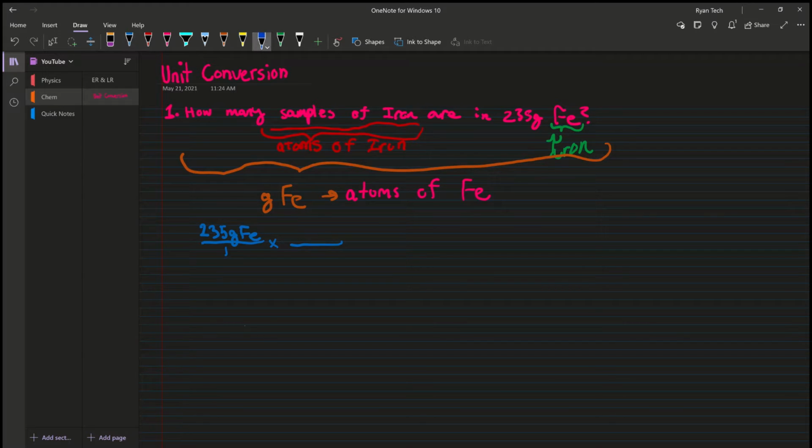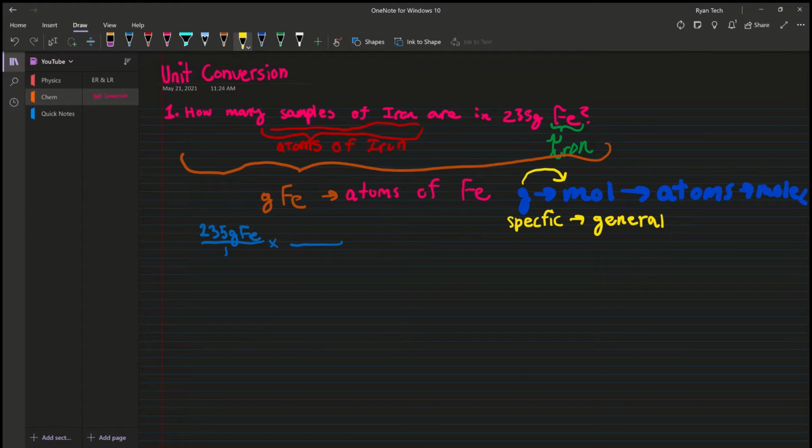We go from grams to moles to atoms, and then if we wanted, we could also go to molecules. Now, you could view it as going from very specific units to very general units. So grams are specific, then they go to moles, then atoms, then molecules. So you could view it as that. Okay, now that we know that, let's continue.